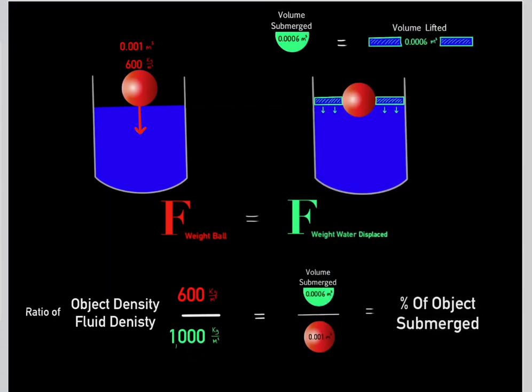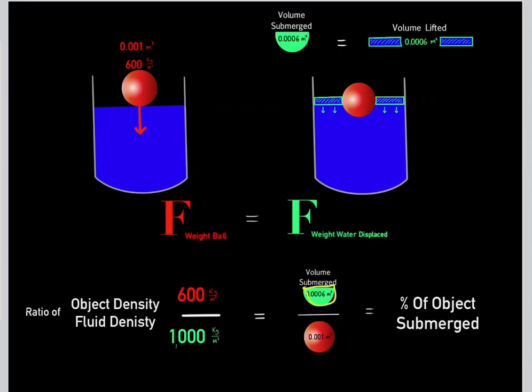For example, we said the density of this ball was 600 kilograms per meter cubed. We know the density of water is 1,000 kilograms per meter cubed. So this gives us 60%. So therefore, we know the volume of this ball that's been submerged is 60%. This is the volume of the ball that's been submerged, and this is the total volume of the ball.